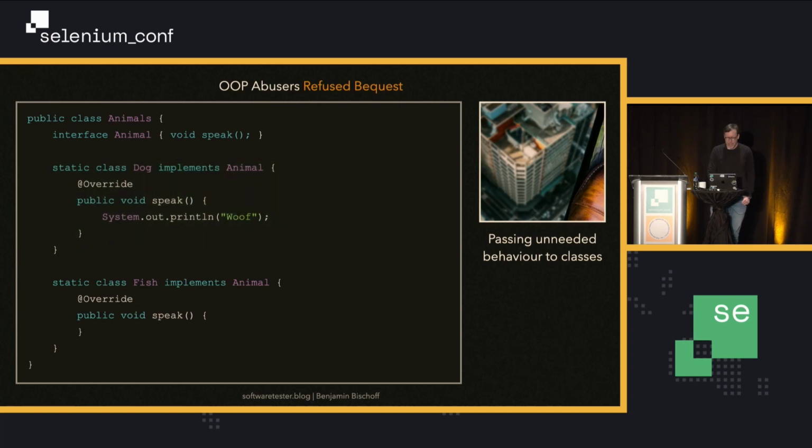But what happens if you have a fish? Then you implement the animal class because an animal is a fish, but you override the speak method and you have nothing in there. That makes no sense. This code smell points to a problem because you're passing unneeded behavior to classes. It would be much better to have a speakable interface or something like this, or a base class that can speak.